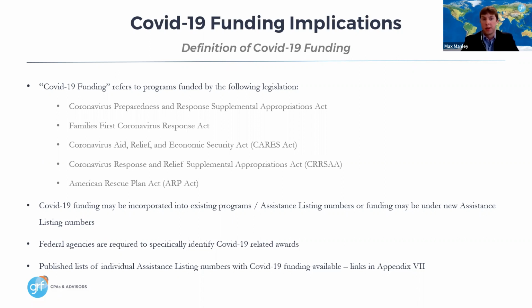Now the agencies are required to specifically identify COVID-19 awards. So in theory, the award documents themselves should clearly state whether your award was in any part funded by COVID legislation. But if you want to take it a step further, the appendix of the supplement has a complete list of assistance listing numbers that may potentially receive COVID-19 funding. It's a big list. There are over 200 different AL numbers there that are eligible. So do be aware that this funding affects many programs, and you really do need to look through those agreements for indications of COVID funding.